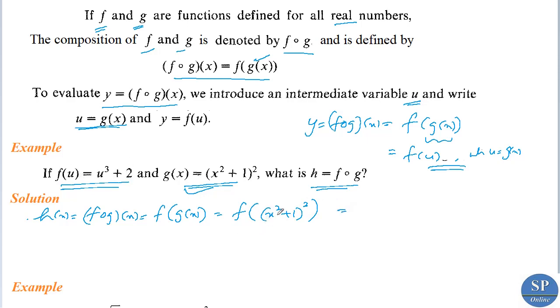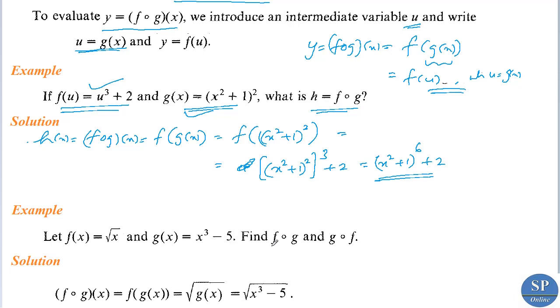Now we have f of u equal to u cube plus 2. Therefore, f of this is equal to this cube plus 2. So this is equal to u cube, that is ((x square plus 1) whole square) cube plus 2, because f of u equal to u cube plus 2. That is, we can replace this by u, or u by this. So this is equal to (x square plus 1) to the power 6 plus 2.